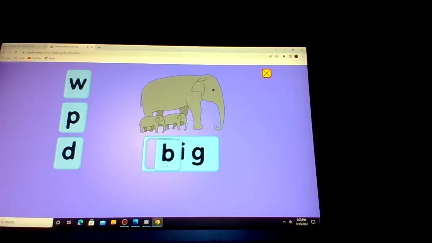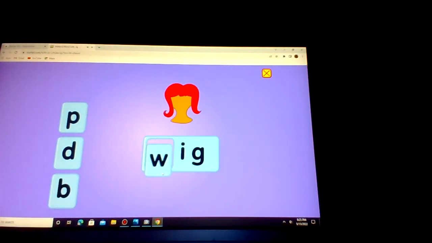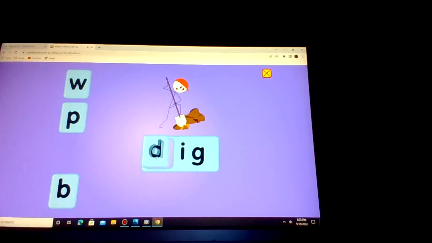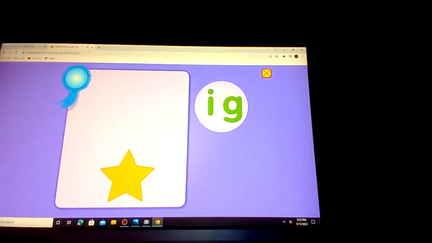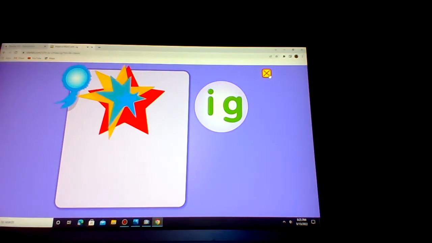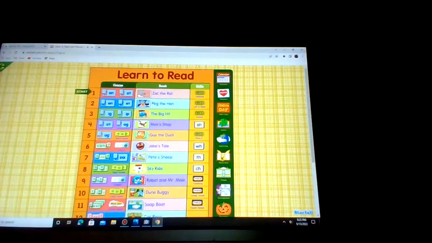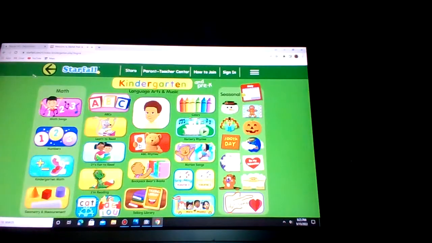Big, big, big, wig. Next, we have wing, and dig. Dig. Play with this. Pig. Big. Groovy.